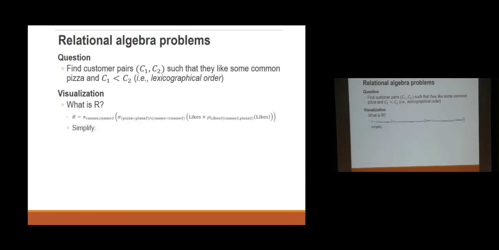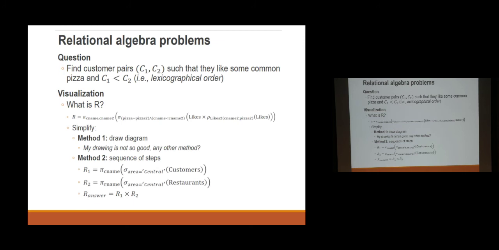So this is our original R. We break it down to smaller queries. We draw a diagram, but if your drawing is not exactly good, you use what we call a sequence of steps. We did this before also. We can say that the first part of this is to have this relation. The second part is then to have this relation. And the answer is the cross product. So this is what we did before.